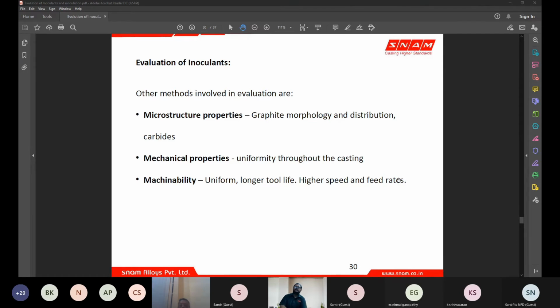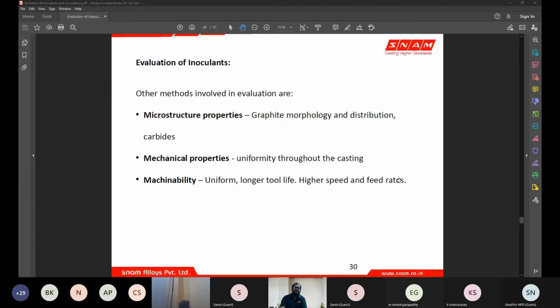Machinability is like uniform machinability, where it doesn't give surface roughness or uneven surface finish of the casting, or it ensures uniform or longer tool life, like the number of castings being machined using a single tool or insert. If you monitor that particular parameter and it is uniform throughout all the castings being poured in a foundry, it is an after effect of inoculation, or an indication of good inoculation.